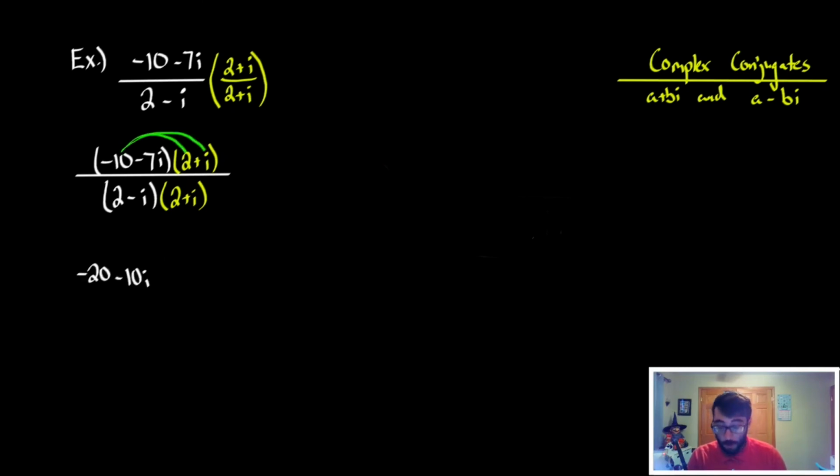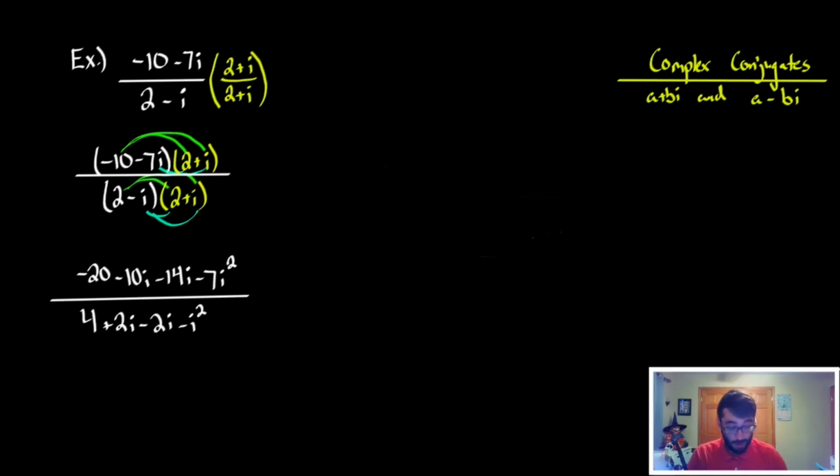And now we start multiplying. So we distribute the -10 to 2 plus i, and we get -20 minus 10i. Then we distribute the negative 7i to 2 plus i to get negative 14i minus 7i squared. And we're going to do the exact same thing with our denominator. Distribute the 2 and distribute the negative i. And now we can start combining like terms.